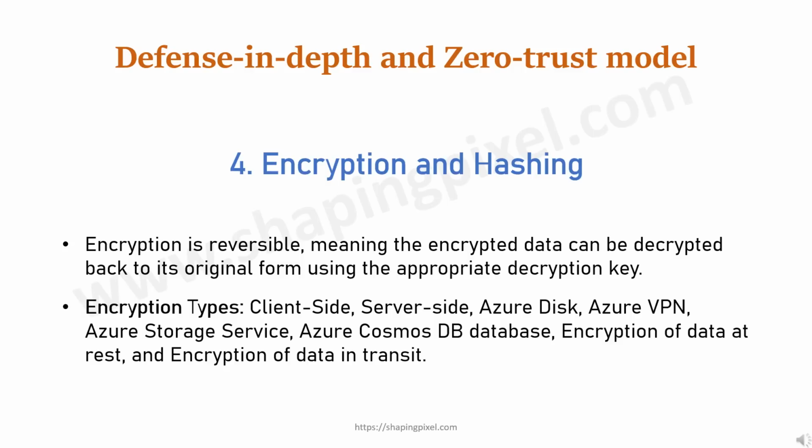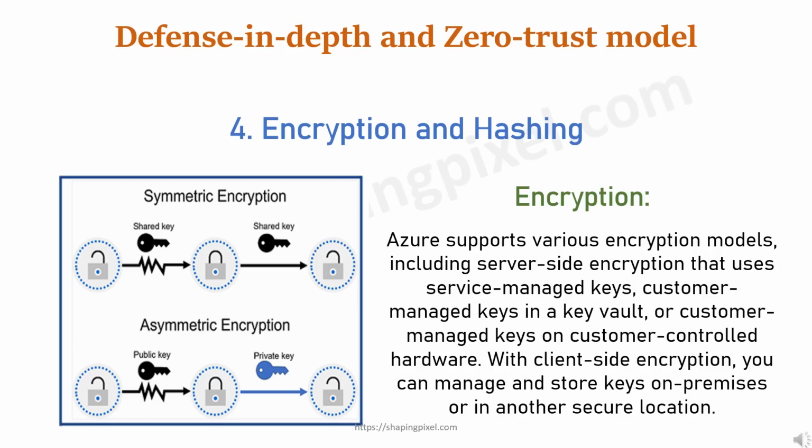Encryption types: client side, server side, Azure Disk, Azure VPN, Azure Storage Service, Azure Cosmos DB database, encryption of data at rest, and encryption of data in transit. Azure supports various encryption models, including server-side encryption that uses service-managed keys, customer-managed keys in a key vault, or customer-managed keys on customer-controlled hardware. With client-side encryption, you can manage and store keys on premises or in another secure location.